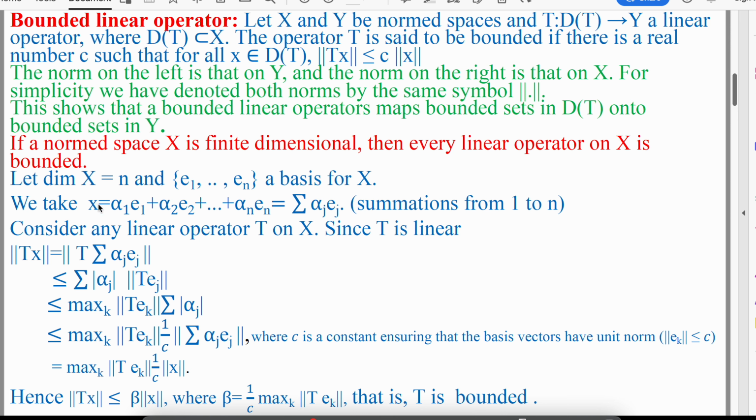So we can write x as alpha 1 e1 plus alpha 2 e2 plus and so on up to alpha n en. Because this is a basis set, any element of X can be expressed as a linear combination of its elements. So x is equal to alpha 1 e1 plus alpha 2 e2 and so on up to alpha n en. And if we write it in summation form, we can write it as sigma alpha j ej, where j varies from 1 to n.